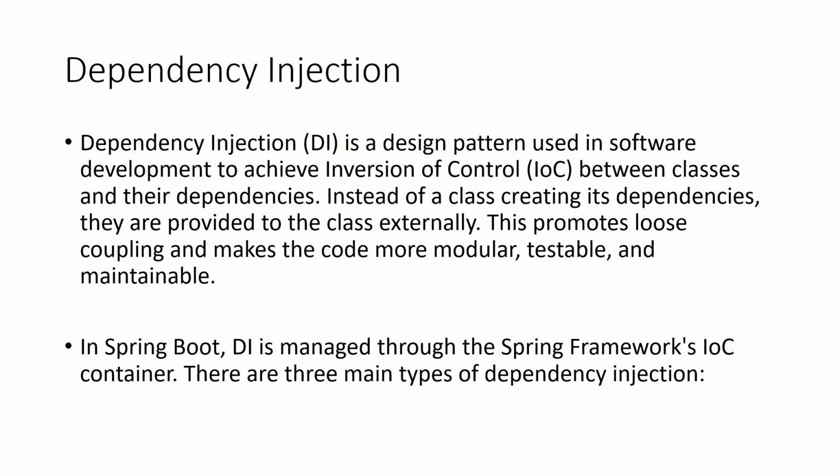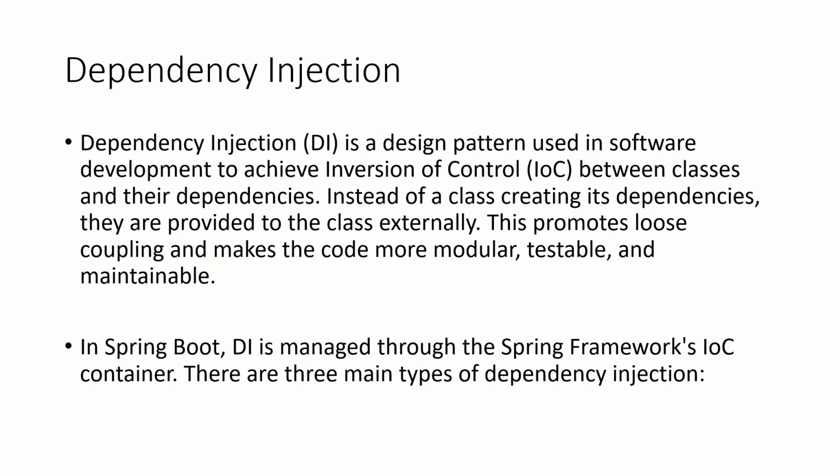What we'll do is create an object of class B and assign that object to some external entity, and that external entity will manage the life cycle of that object and its requirement. Wherever the object is required, that external entity will inject that object there. That is what dependency injection is. Instead of a class creating its dependencies, they are provided to the class externally. This promotes loose coupling and makes the code more modular, testable and maintainable.